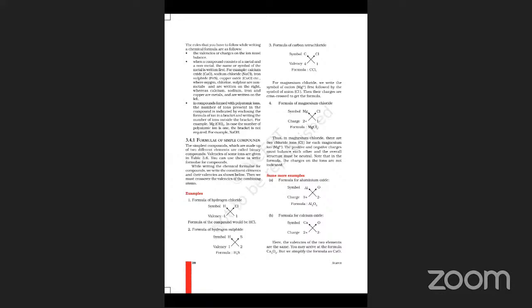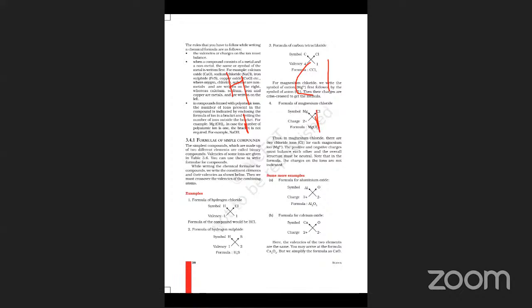Hydrochloric acid or hydrogen chloride. Now you know that hydrogen chloride symbols are H and Cl. Now you have to identify the positive and negative. Hydrogen and chlorine being non-metal, it will come negative charge. Hydrogen, there will be plus valency. Chlorine will be also plus valency.